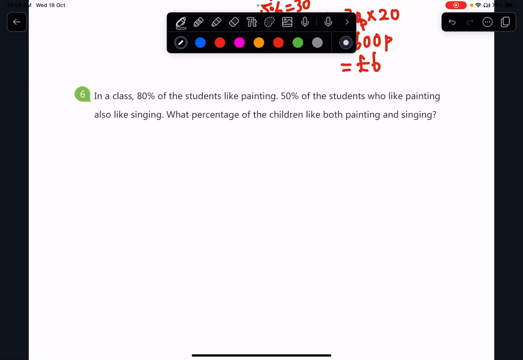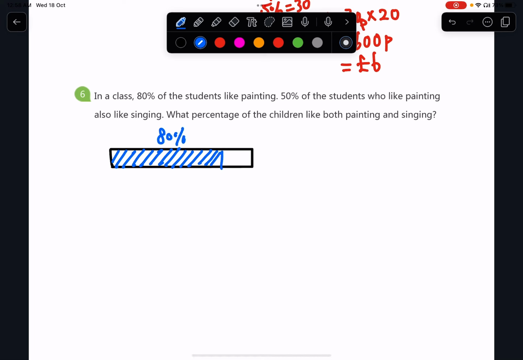Basically, you can use the bar model to help you. So this is all the students. 80% of the students like painting. So first, 80% like painting.